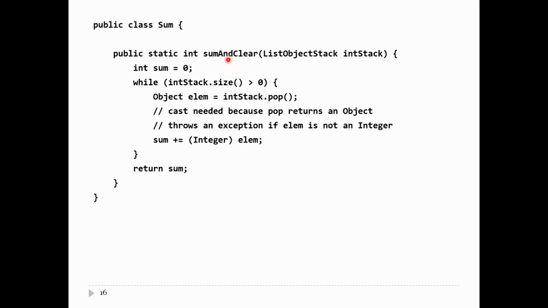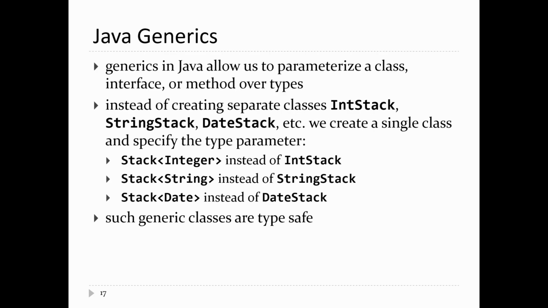If you're writing this method, you really want to only let people call this method with a stack of integers. And so Java generics lets you do that. In Java, you can parameterize a class, interface, or method over types. That just means that you can use one or more types as variables that belong to the class. So instead of making separate classes, int stack, string stack, date stack, et cetera, you write one class. And now the class has a parameter that's a type.